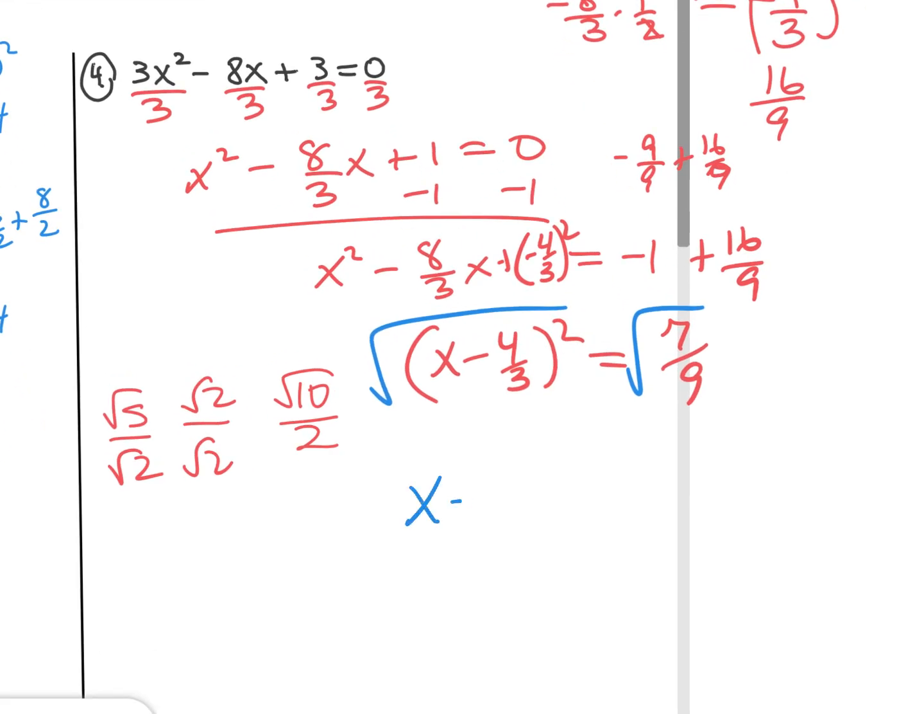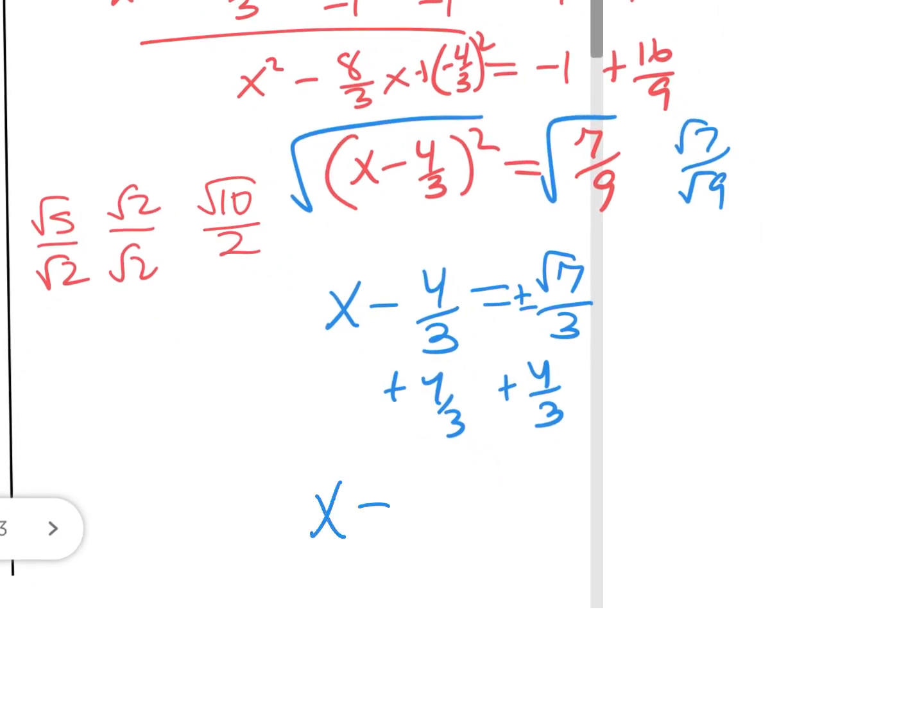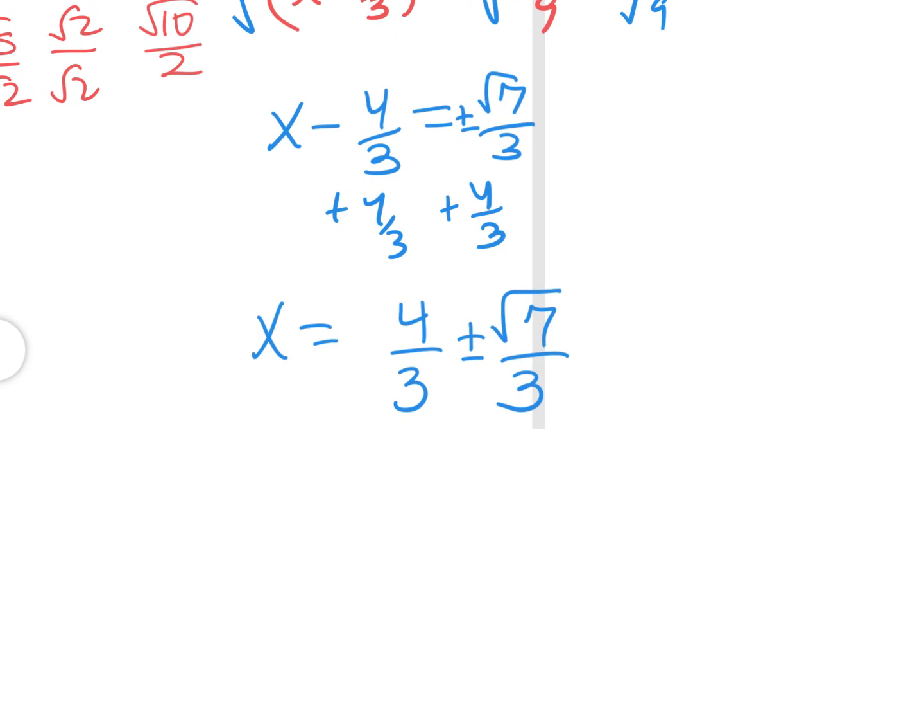And then I'm left with x minus 4 over 3, square root of 7 over 9. I can do them separately, plus or minus, and then just move the 4/3. Final answer, x equals 4 over 3, plus or minus square root of 7 over 3. If you want to combine it, you can.